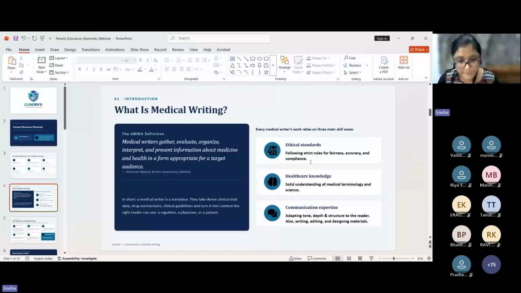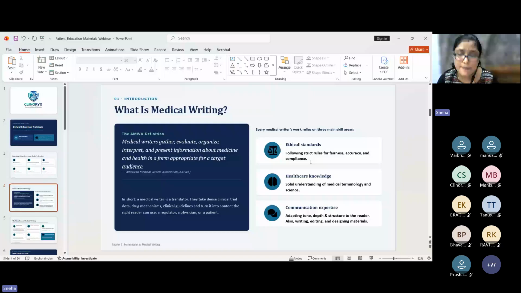So every medical writer's work relies on three main skill areas. The first and foremost is ethical standards. You have to follow strict rules for fairness, accuracy, and compliance. The job of a medical writer comes with a lot of responsibility. You just cannot write anything and present it. You have to be accurate, you have to be fair, and you have to comply with the guidelines. If a person is a regulatory writer, that person has to comply with the guidelines of the US FDA, EMA, and CDSCO. So these ethical standards really form the basis of a medical writer's skill.